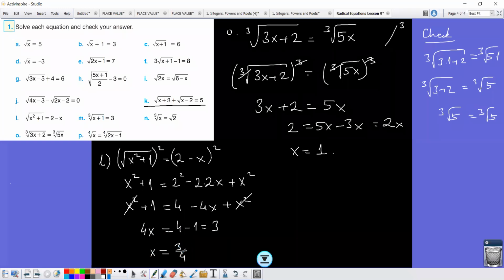3 over 4. So for this one, guys, again, you need to check, but now we don't have too much time. I want to solve also K for you. You have to check 3 over 4. You need to write it instead of x and check if it is correct or not. Okay.